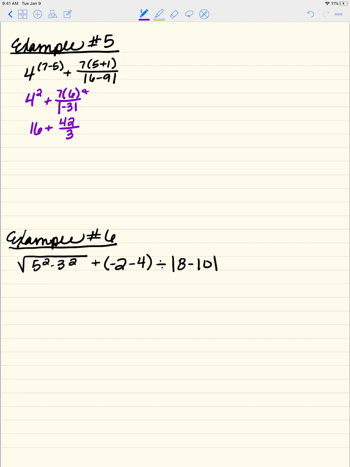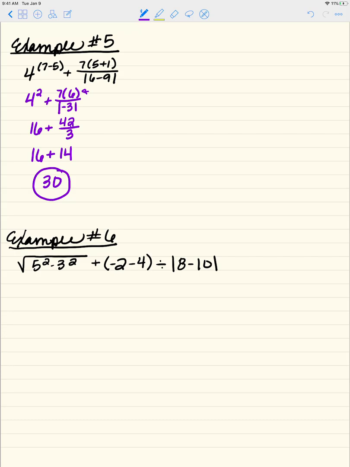Now we have addition and division. 16 plus stays here because we need to do our division first. 42 divided by 3 is 14. 16 plus 14 is 30. And that is your final answer for that one. Okay? Then, lastly, we have example number 6.